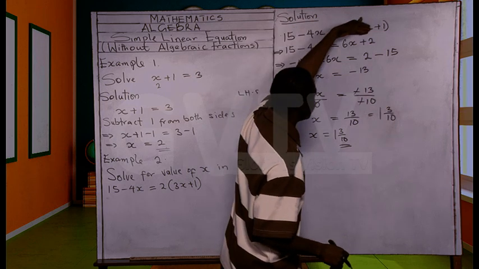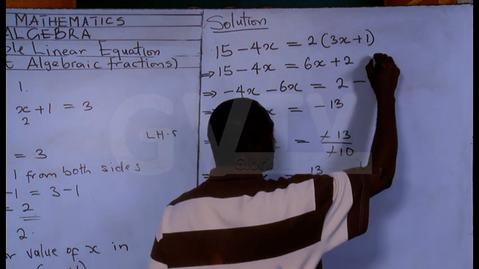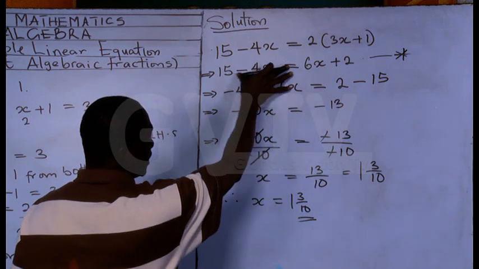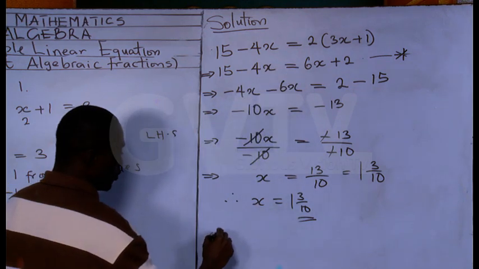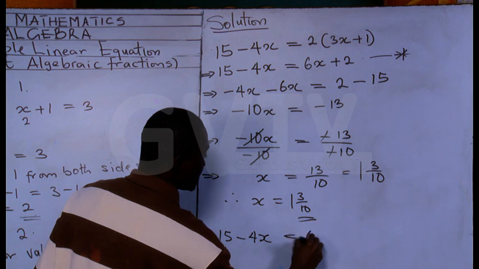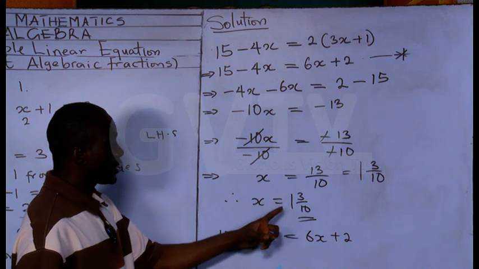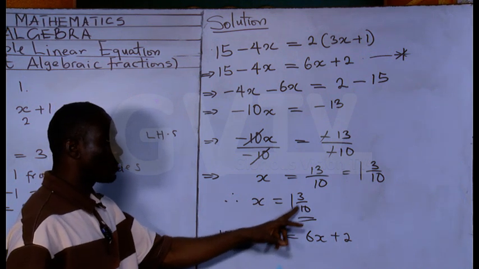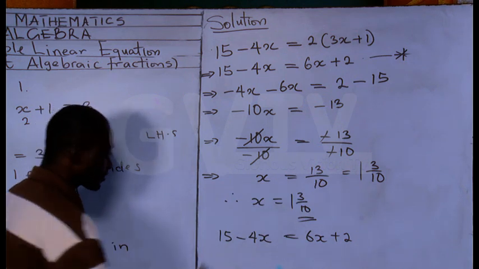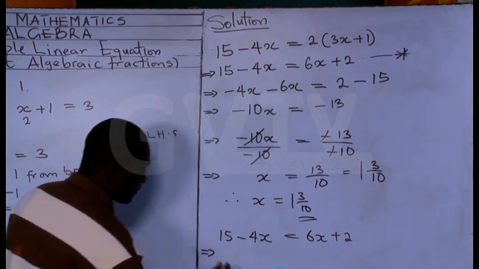For this, let's check it out. We have simplified this equation to be this. So let's maintain. We are using this equation as the sample. So we have 15 minus 4x equals 6x plus 2. We want to check out if the answer we got here is correct, okay? Now the value of x equals 1 and 3 over 10, which is the same thing as 13 over 10. So let's use 13 over 10. So we want to see if what we have here is equal to what we have here.